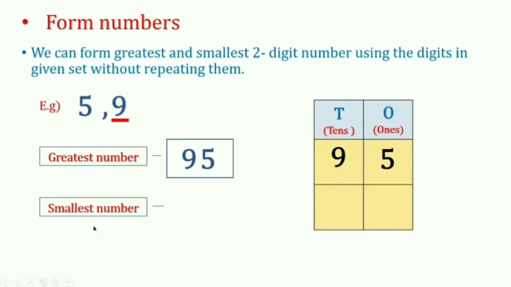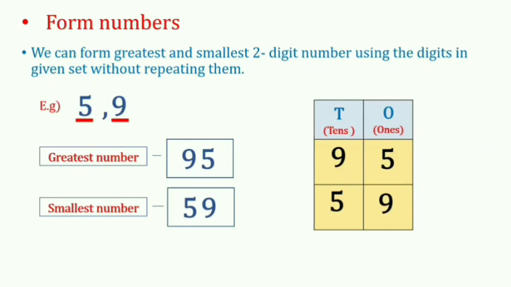Now let's write down smallest number. For that, I have to write down the smaller digit, that is 5 in tens place. So let's write down number 5 in tens place here. Now I have number 9 with me, that I will write down in ones place. So here we get 5 tens and 9 ones. So we can say number 59 is the smallest number.